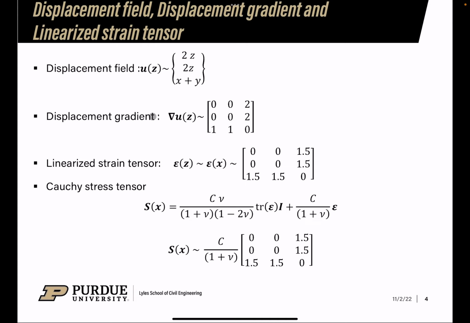This is the corresponding displacement gradient, which we obtain from taking partial differentiation. And if we add this to its transpose and take half of that, we get the linearized strain tensor, which is this, and the Cauchy stress tensor is computed by using this formula. In this case, the trace of the linearized strain tensor comes out to be 0, so our Cauchy stress tensor basically becomes just this term. So I have written it accordingly.